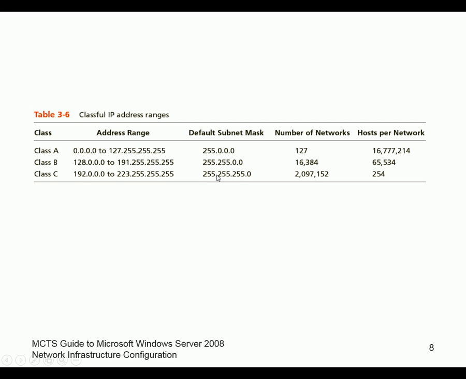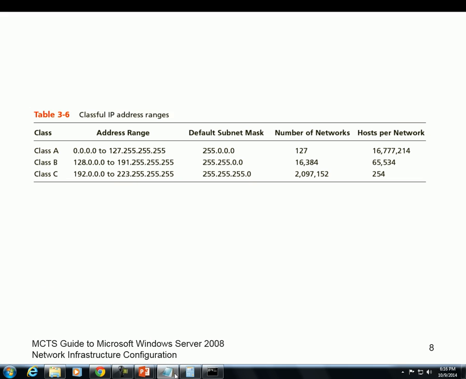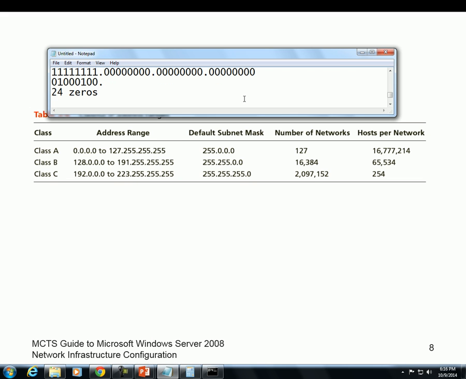Okay, now let's look at this one for a second. It's kind of the example I'm using right here. See here, we have all 255s and then the 0. So if I had all 255s, how many zeros do I have? Imagine I converted all this to binary. How many zeros would I have? 8. You see that?